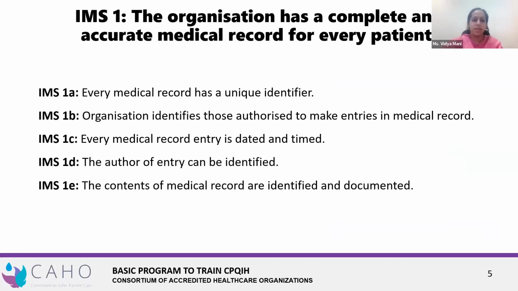So IMS 1 talks about having an accurate medical record, a UHID for the patient, and the contents with regards to it. IMS 1A is that every medical record has a unique identifier. IMS 1B is about the organization identifying those who can make entries in a medical record. And IMS 1C talks about every medical record having entries dated and timed. And IMS 1D is about the author of the entry being identifiable. And IMS 1E is about the contents of the medical records being identified and documented.